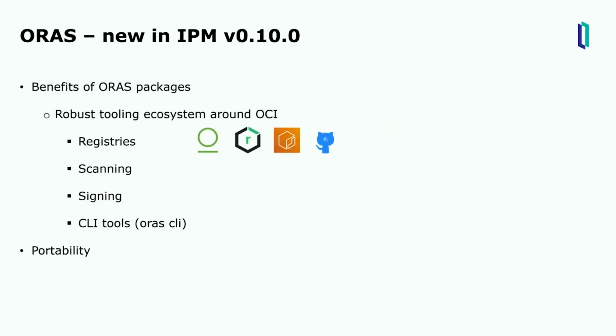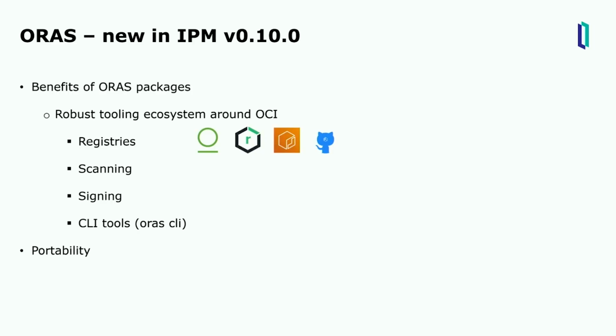So why did we build ORAS support into IPM? Well, there's a lot of benefits with using this technology. First, there's a very robust tooling ecosystem that surrounds OCI. Let's talk registries. There are many registries out there. Some are cloud-hosted, some are open source, some that you can run on your own hardware. Examples include JFrog Artifactory, Sonatype Nexus, AWS ECR, and GitHub Package Registries. These are all either OCI registries or OCI compliant registries that could be used to store OCI artifacts, and now IPM packages as well.